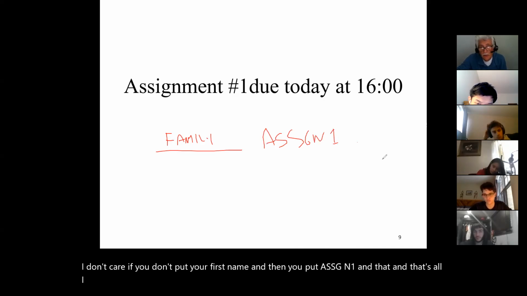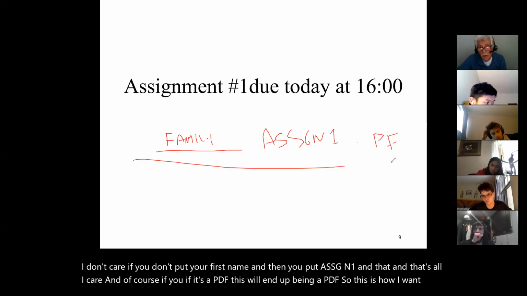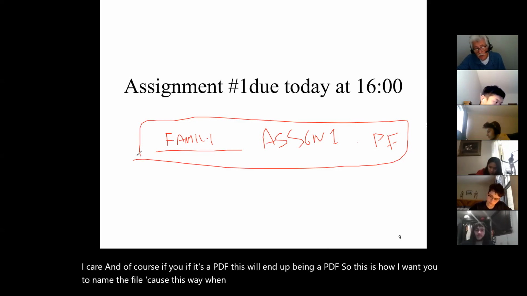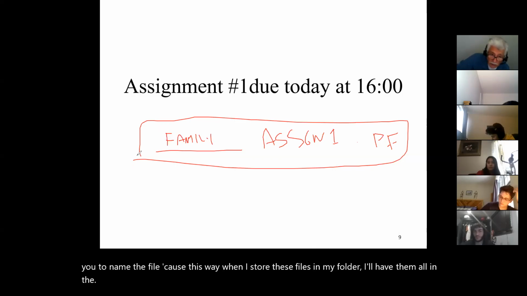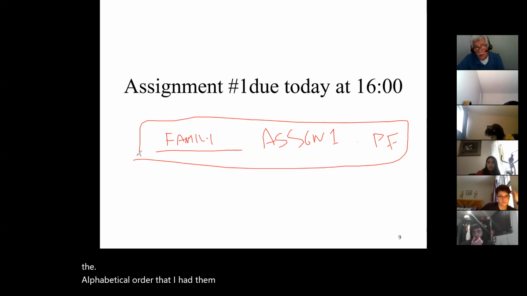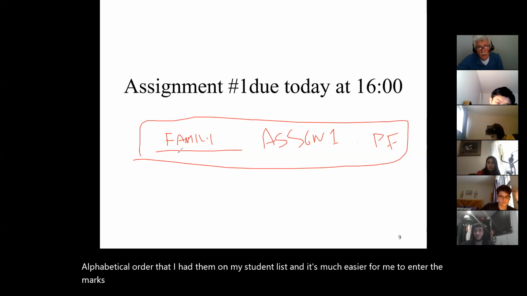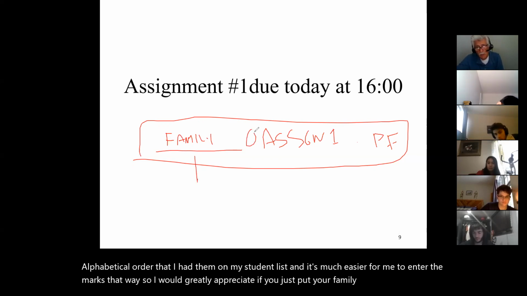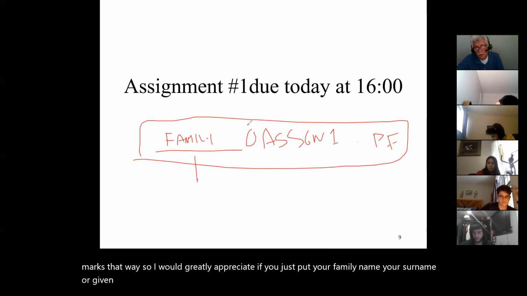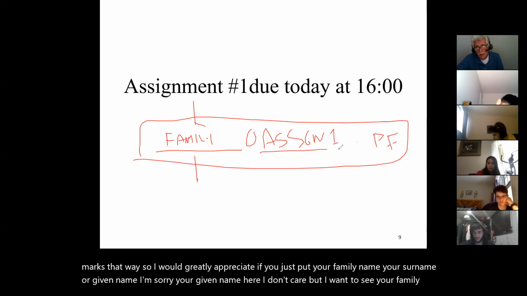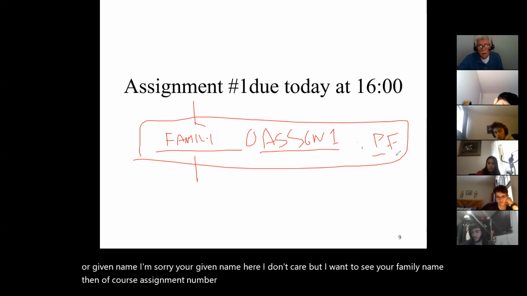And of course, if it's a PDF, this will end up being a PDF. This is how I want you to name the file, because this way, when I store these files in my folder, I'll have them all in the alphabetical order that I have on my student list, and it's much easier for me to enter the marks that way. So I would greatly appreciate it if you just put your family name, your surname. I don't care about your given name, but I want to see your family name. Then assignment number 1, and I'd like it if you can send it to me as a PDF.